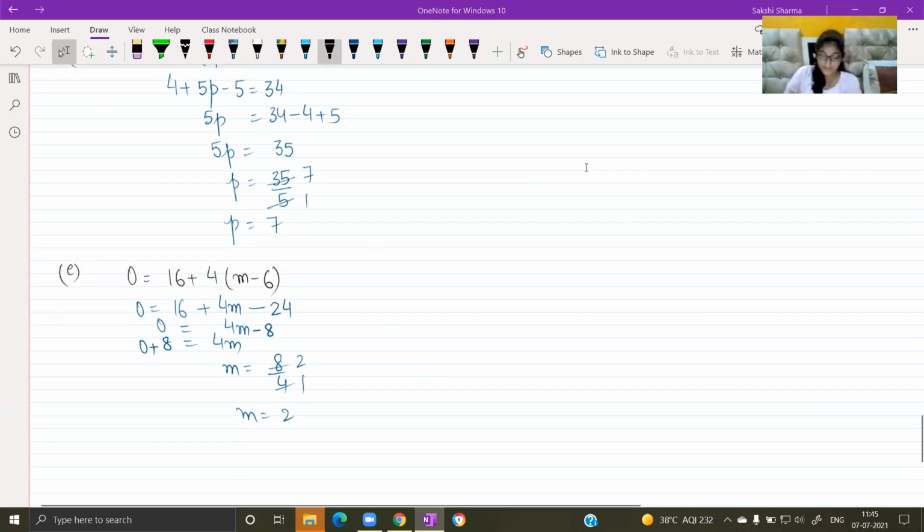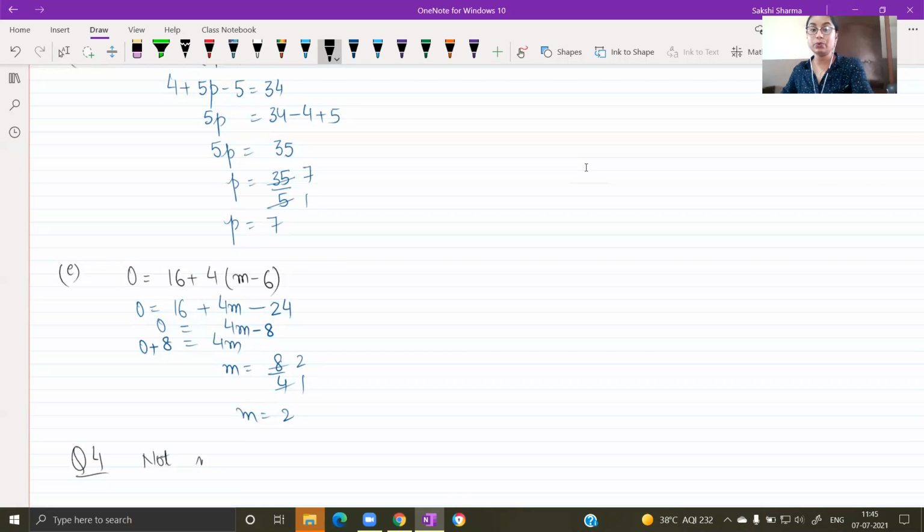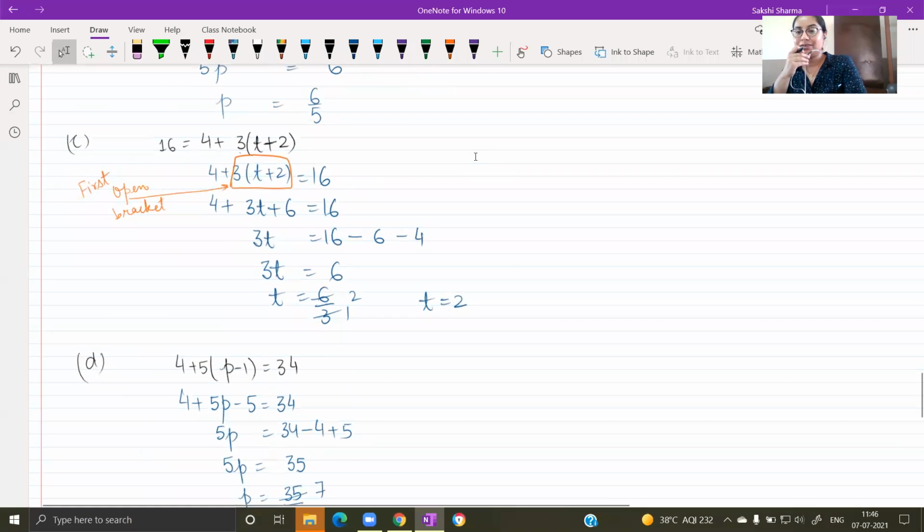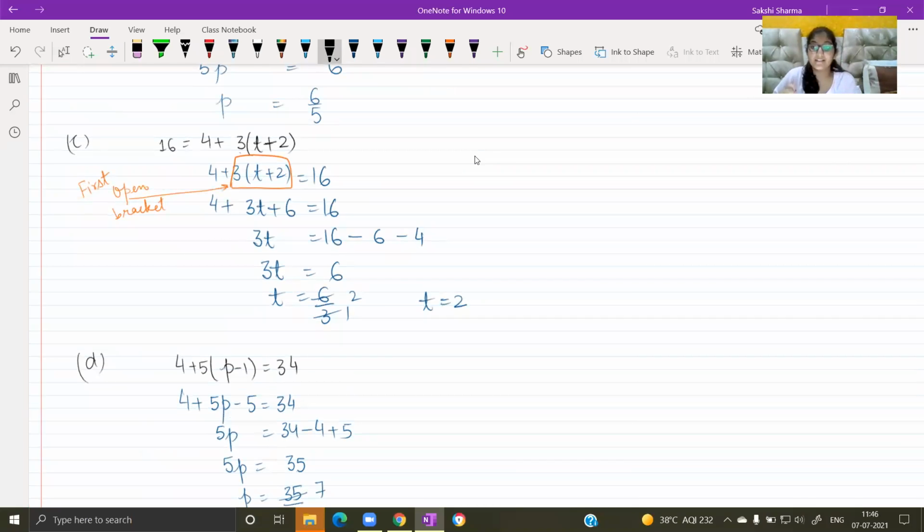Ma'am, can we add 4 and 3 first in this part? No. That 3 is attached with the bracket. That 3 is attached with the bracket. So you have to work on the bracket first. That's why I have written this. Ma'am, can you explain it?